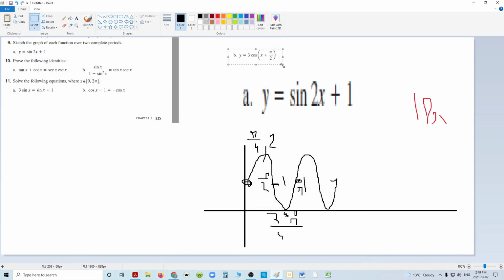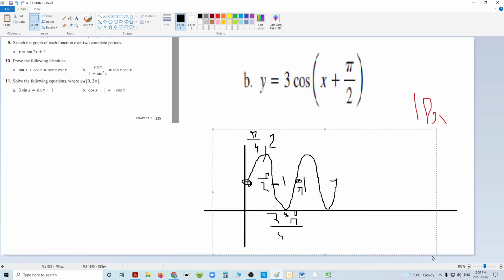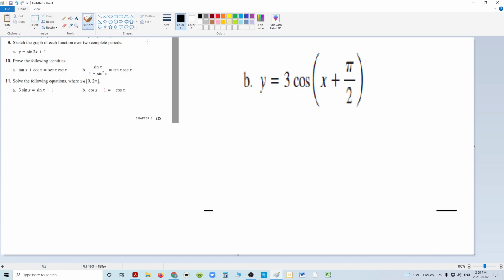Okay, what about this one? Well, it's a cos curve. The period has not been adjusted, so it's 2 pi, but the whole thing has been pushed to the left. What is pi over 2? 90 degrees.